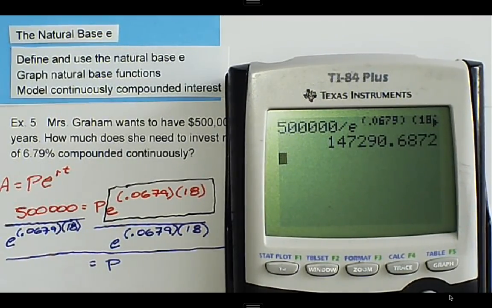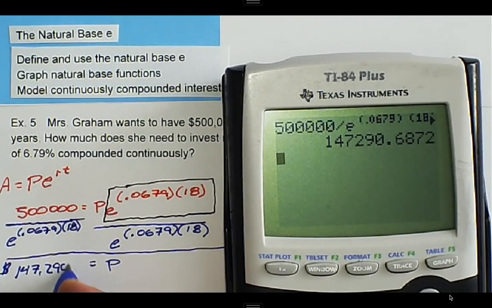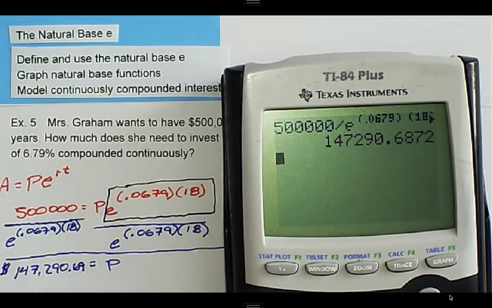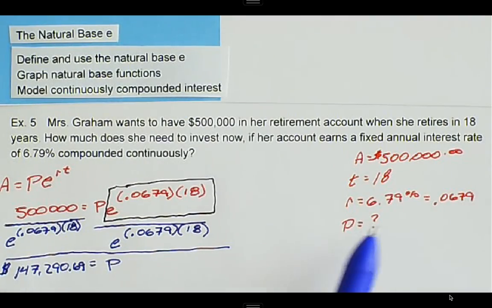And when we get done, we have to start with $147,290 and 68.7 cents. So I'll write that down. This is what we have to start with: 147,290, and then we can round that. If we have this amount of money invested at 6.79% for 18 years, we will hit the goal of $500,000.